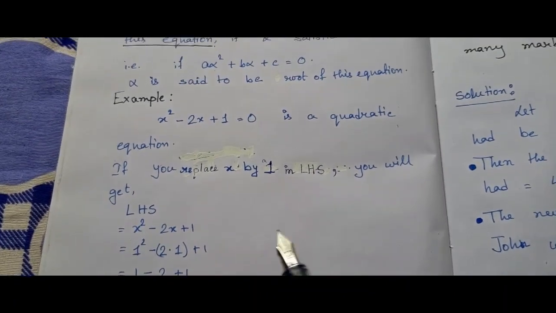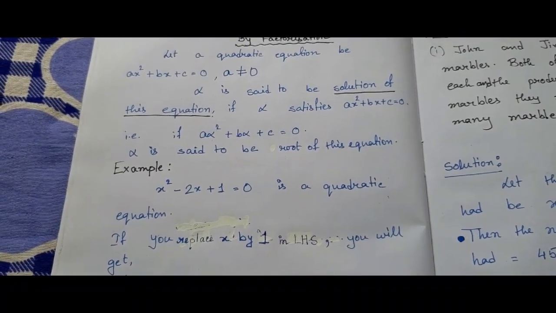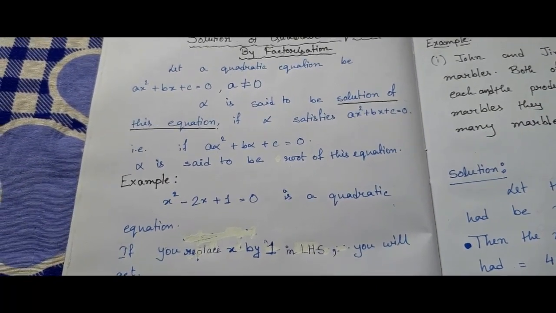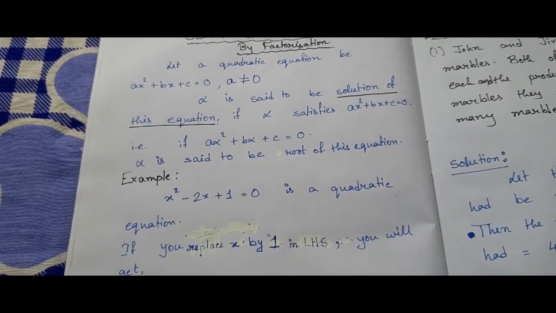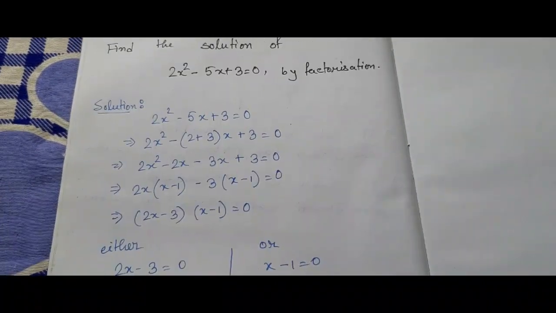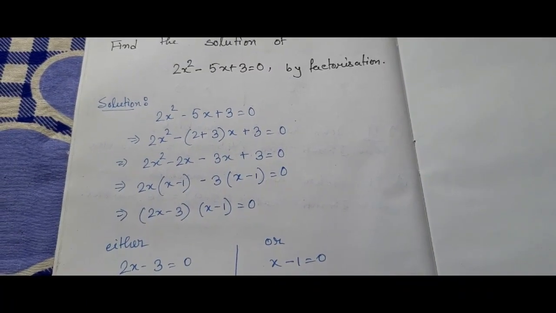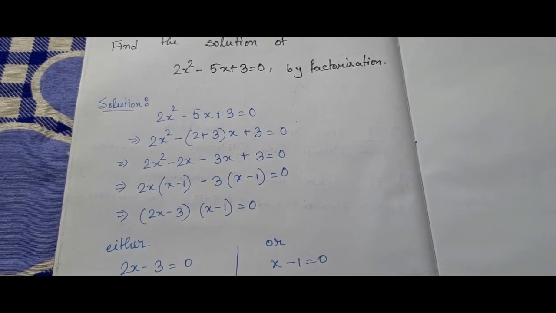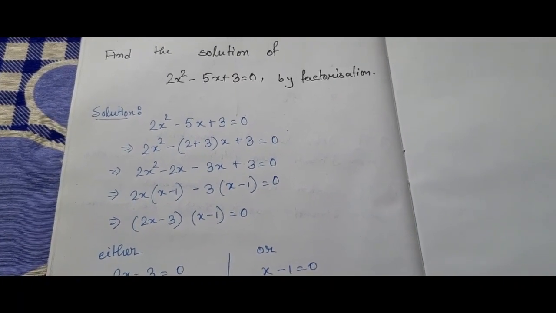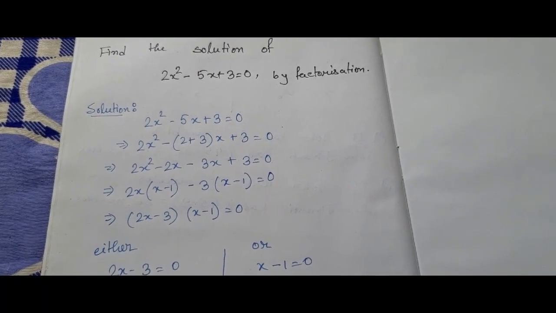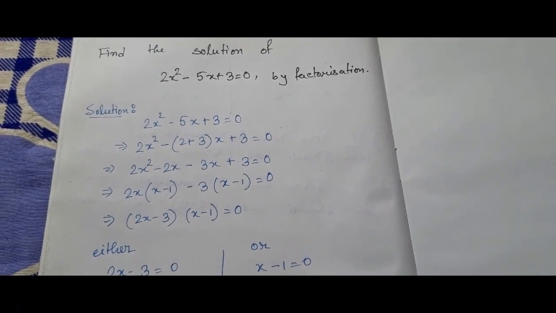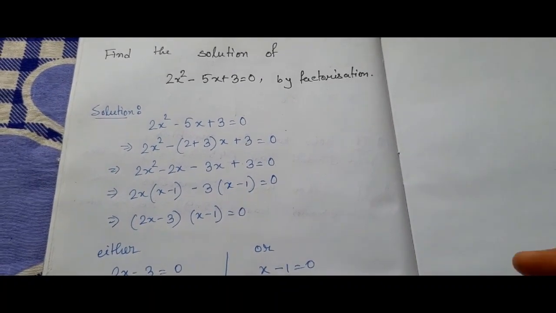Now, how can you solve a quadratic equation? The topic is solution of a quadratic equation by the factorization method. Here is the question: find the solution of 2x² − 5x + 3 = 0 by factorization. You know the term factorization, right? You learned how to factorize a quadratic polynomial in class 9.